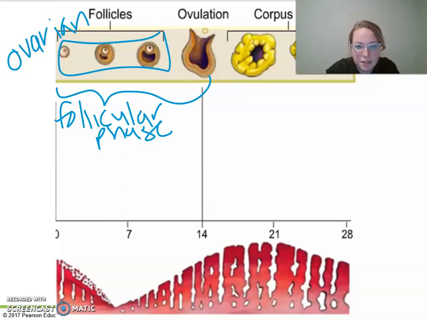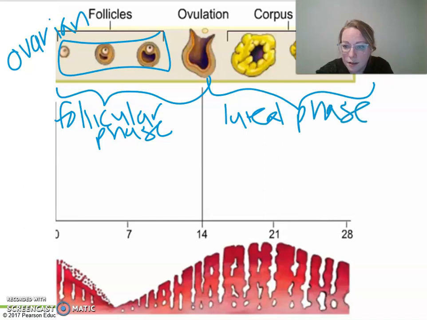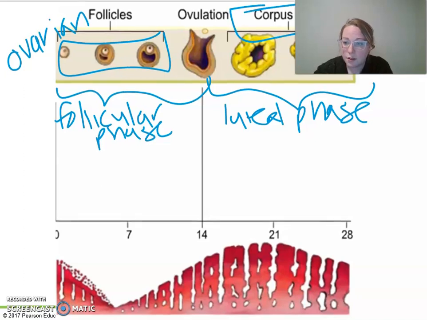All right, and you can see that picture of those follicles developing. And then the second half, what's in the ovary now? Not the follicle, it's the corpus luteum. So it's the luteal phase, with the corpus luteum. Okay. So that's what happens in the ovaries for that 28-day cycle, 0 to 28.